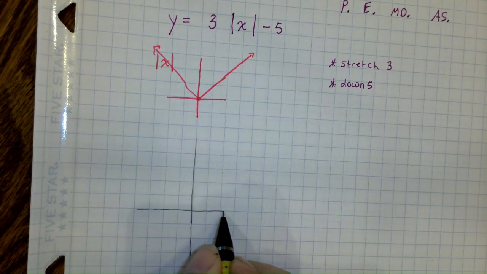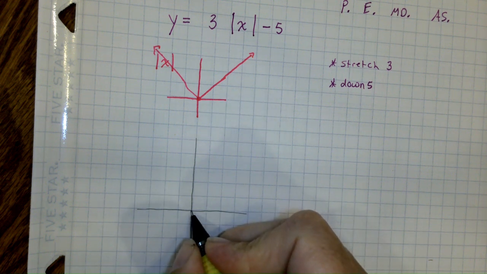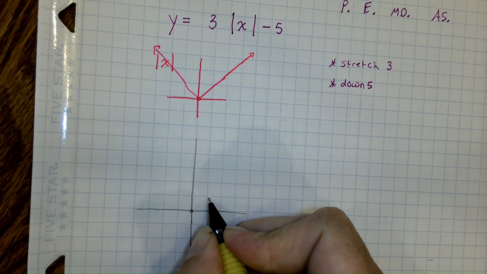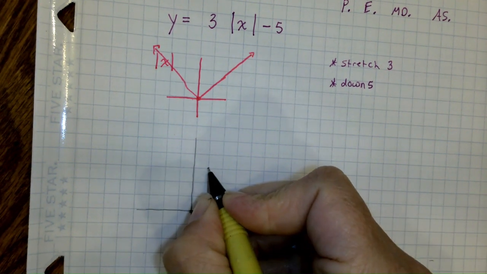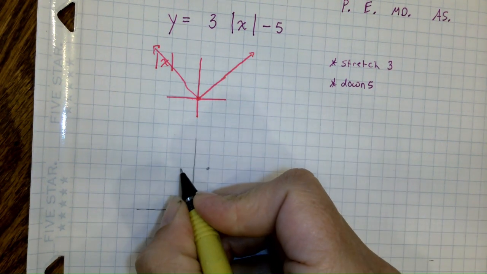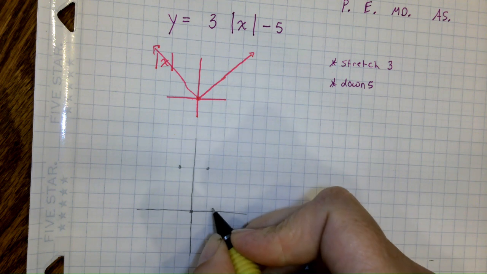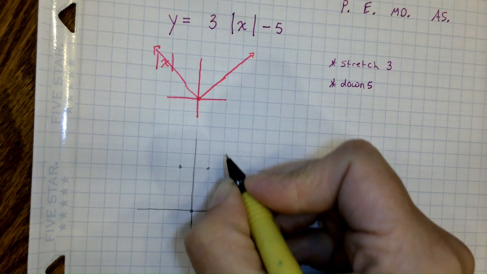So the first thing we've got to do is stretch it by 3. So 0 stretched to 0. This went over 1, up 1. So instead of up 1, we're going up 3. And it's symmetrical, so I'm going to go ahead and do that there. And instead of going up 2, we're supposed to go up 6.